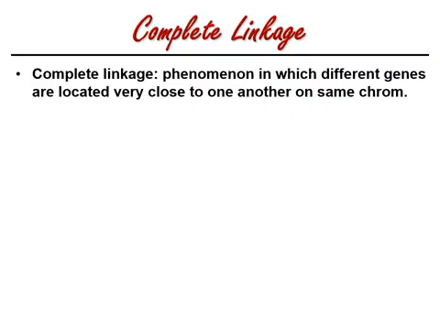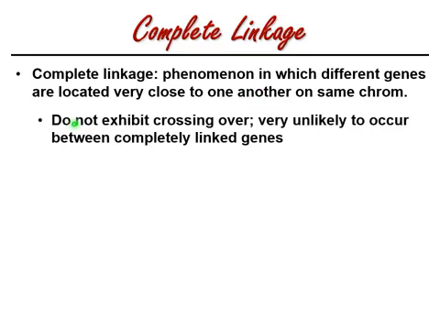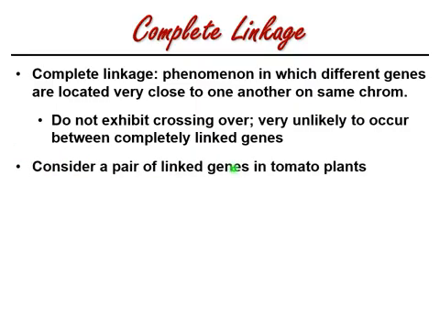Well, then in that scenario, they would be completely linked. So I'll say it one more time. Complete linkage is the phenomenon in which different genes are located very close to one another, face to face in Fresno, on the same chromosome. Because they're very close to one another, they do not exhibit crossing over. The crossing over events occur at random, and if they're very close to one another, that random crossover event is unlikely to occur. It's very unlikely to occur between completely linked genes. So let's consider a pair of linked genes in tomato plants and see how this plays out.